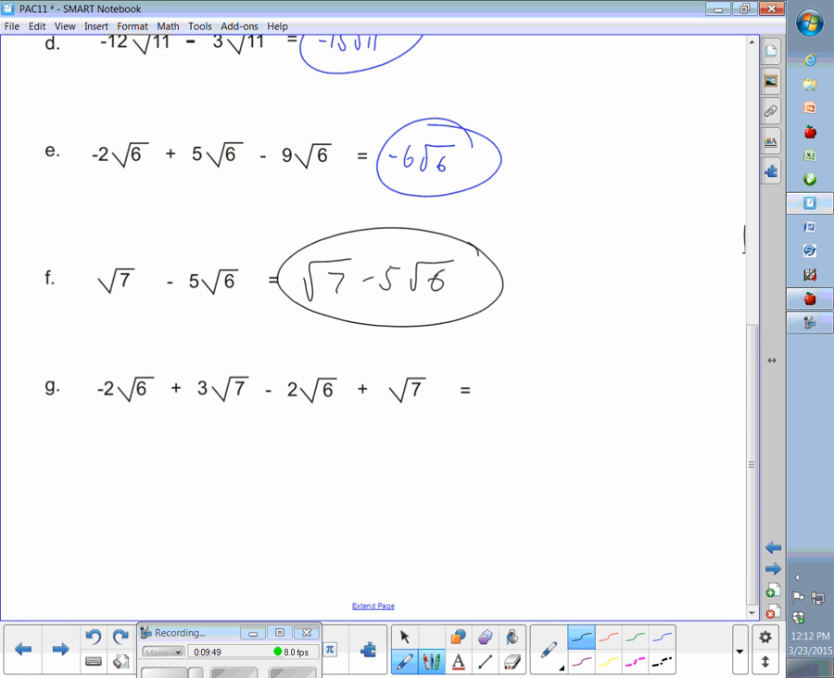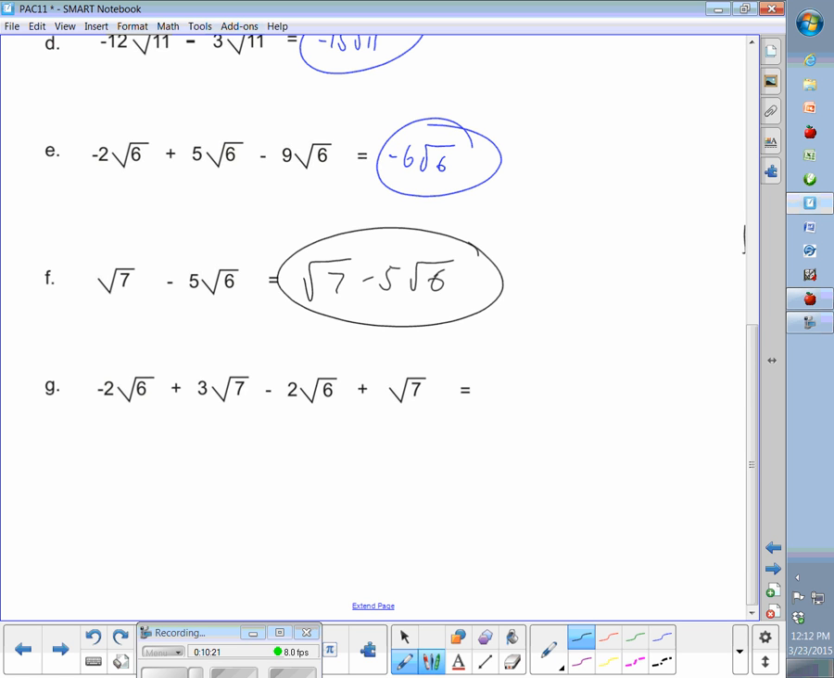Why did I put that? So that you guys will think about what you can add and what you can't add. Those can't be added. It's just going to stay square root of 7 minus 5 times square root of 6. Now, we could use our calculator and get decimal round-offs, if we really had to know what it equals. But in math, we really don't want round-offs. We want exact answers whenever possible, so we're just going to leave it. That's an exact answer.